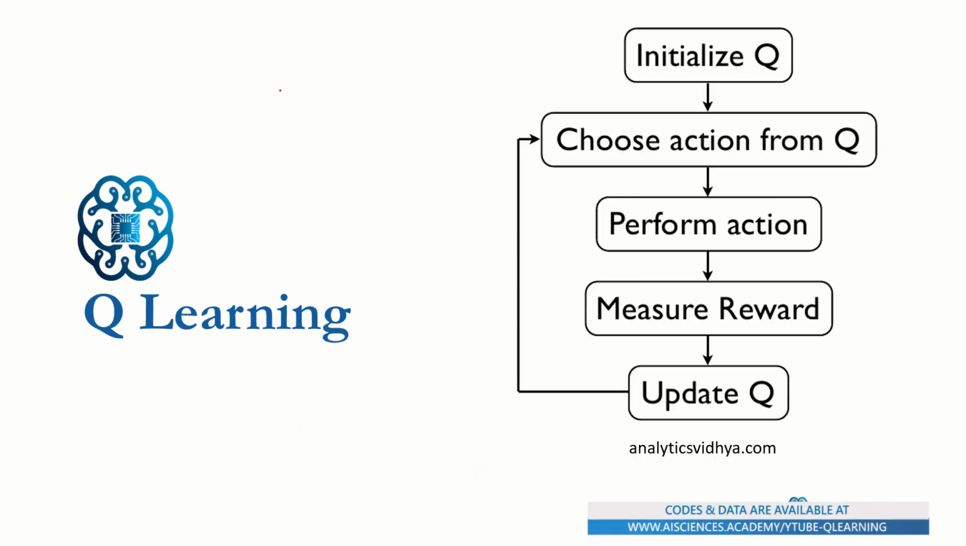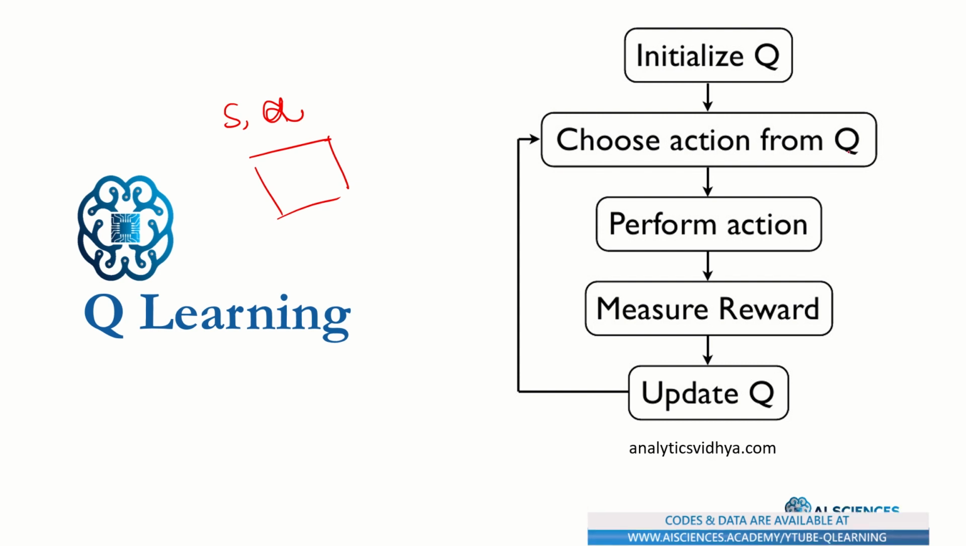So we need first to set all our states as well as actions. So for all actions, we need to build a table. Initialize that table, maybe with 0 values or some random values. Then we choose an action from Q, obviously depending upon a certain policy. In the next slide, we will see what that policy is.